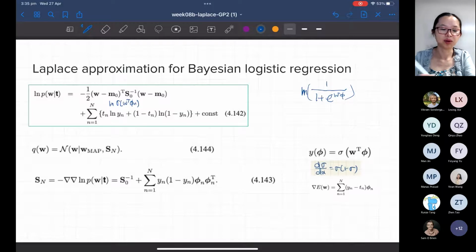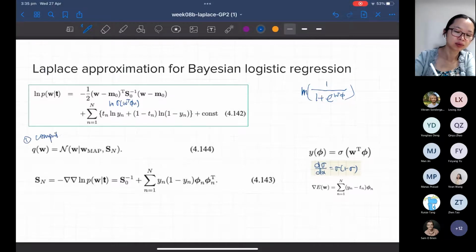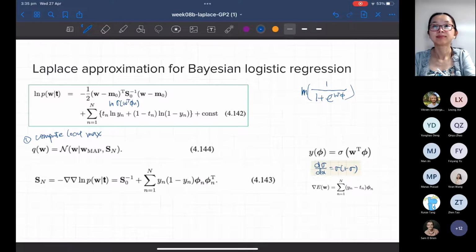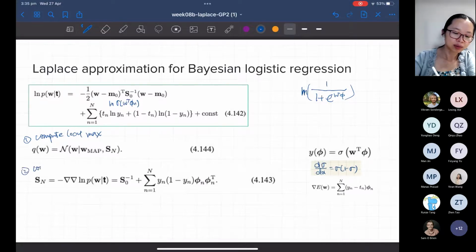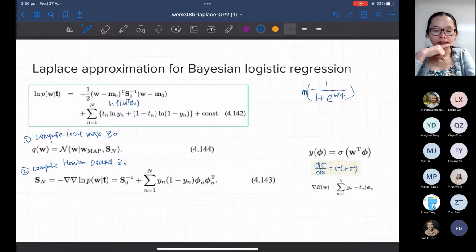Now what do we need to do? The first step is compute the local max. And the second step is compute the Hessian around this point, around the Z0. So the first step, well, we have a posterior error function and we know how to do gradient descent, or call PyTorch or JAX AutoGrad, one of these modern tools. It will do it for us. And hopefully it gets to a maximum, not a minimum. We could check that. So assume we could do that.